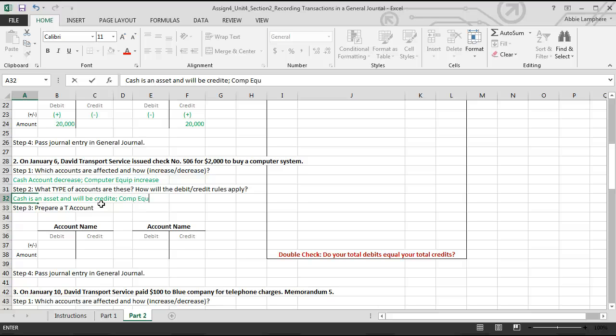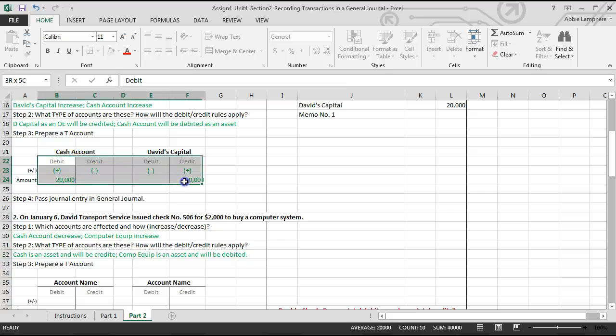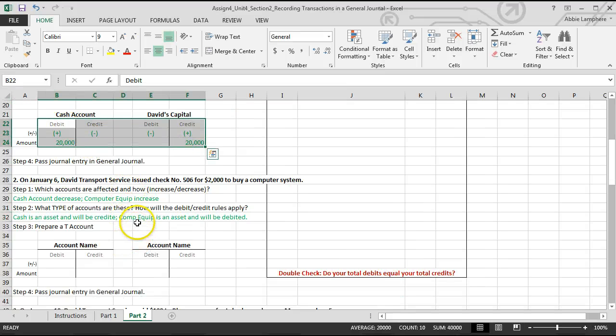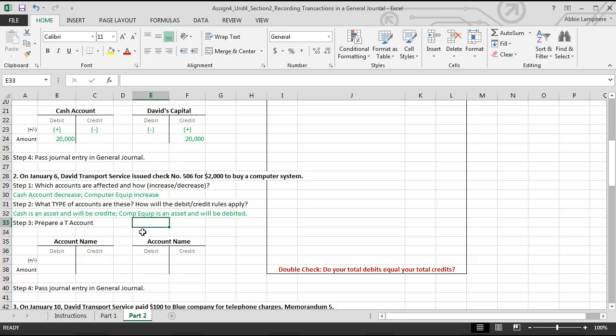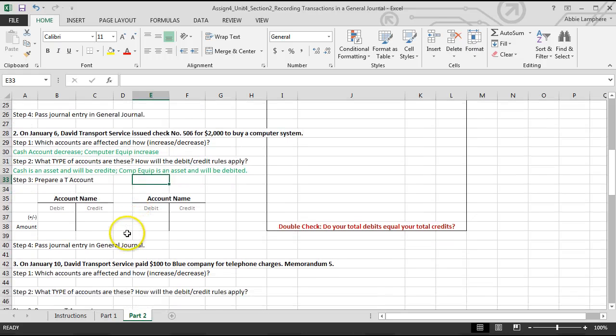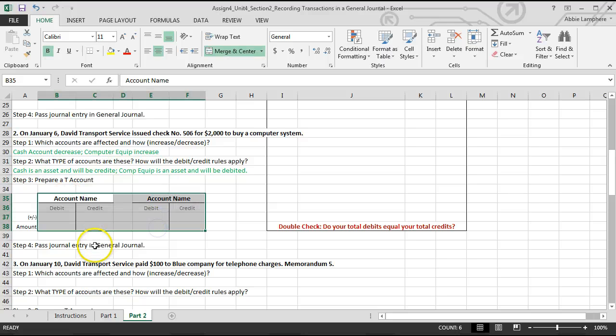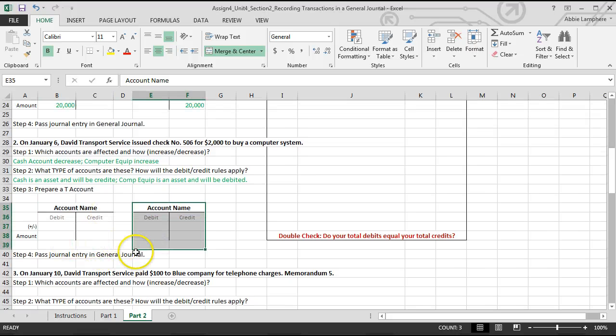Computer equipment is also an asset and will be debited. Because remember, with every transaction, we should have a debit and a credit. Every single transaction we have needs to have a debit and a credit involved. Okay, next step is to prepare these T accounts. I'm going to leave that up to you. These are both asset accounts, so you should be able to set up that T account just fine.